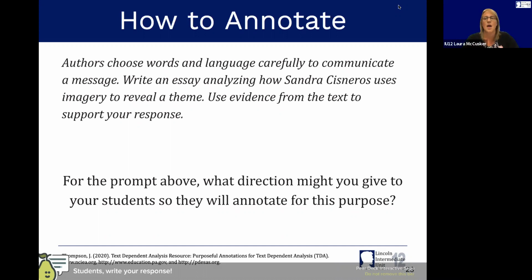Here's the prompt. Authors choose words and language carefully to communicate a message. Write an essay analyzing how Sandra Cisneros uses imagery to reveal a theme. Use evidence from the text to support your response. So here in this passage, we're asking the students to look at word choice and a message or a theme. So how might you direct your students to annotate while they're reading? Any thoughts?